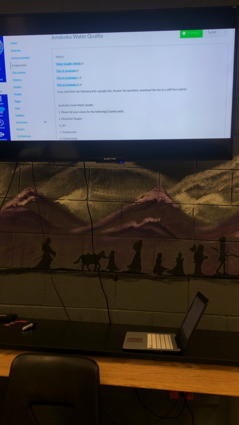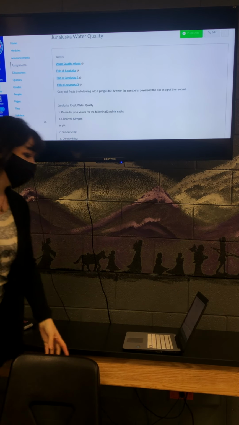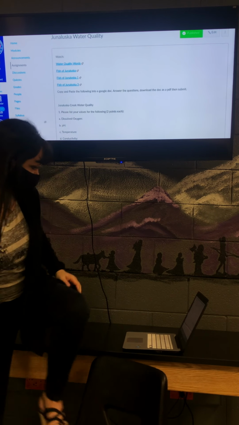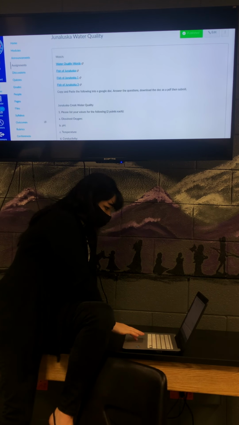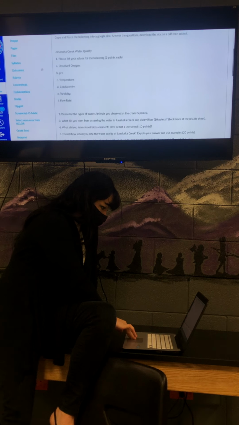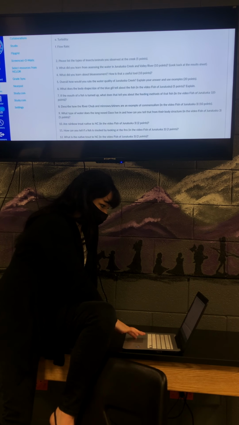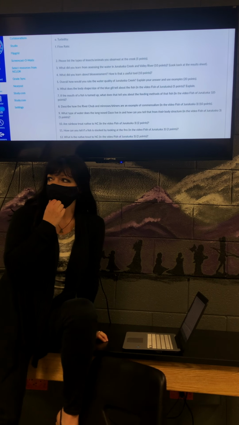So you should have your Junaluska water quality stuff open. If you don't already have this in a Google Doc, go ahead and copy and paste it. Put it in a Google Doc. You're just going to copy and paste this stuff, and then we're going to go over it. Does everybody have it in a Google Doc?